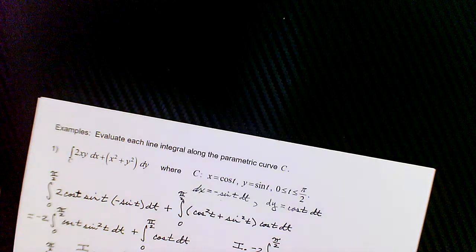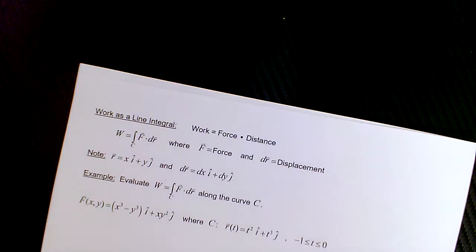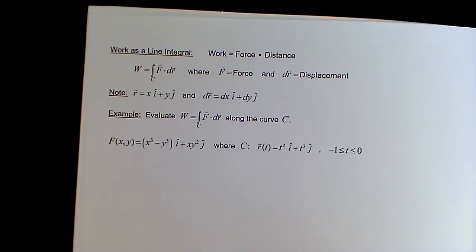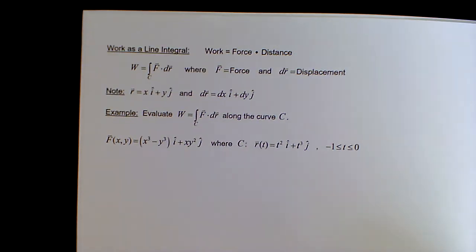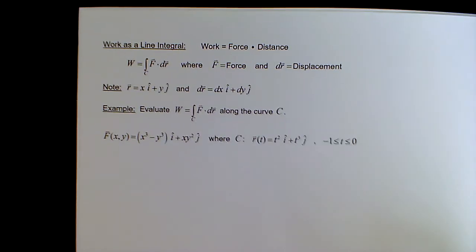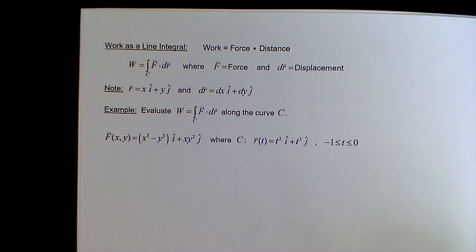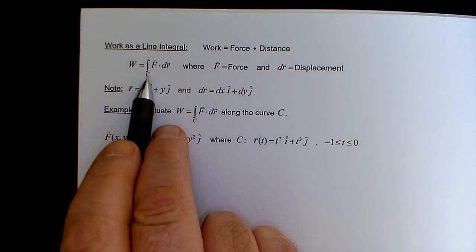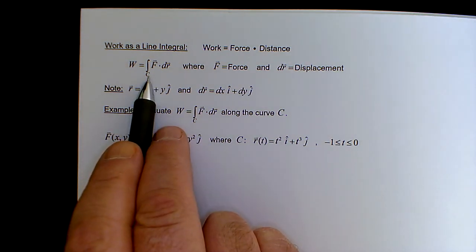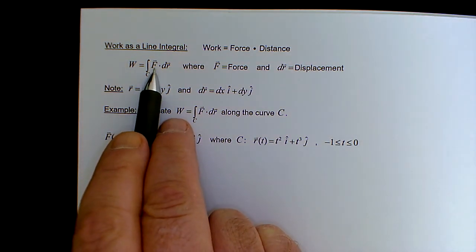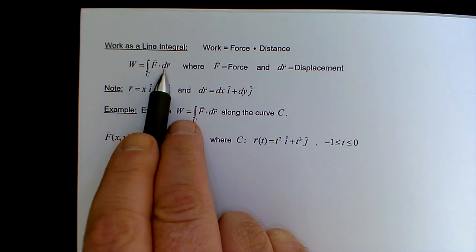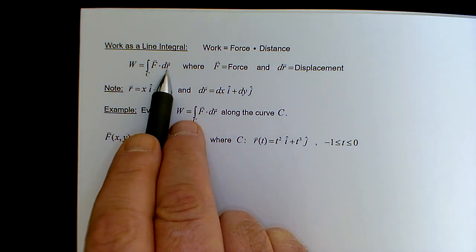Okay, so then one final concept for this section, and it is work as a line integral. So we know that work is equal to force times distance. So in terms of vectors, the work along the curve is the vector field F times the displacement as a vector, dr.